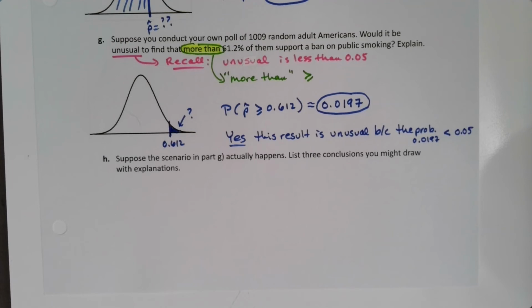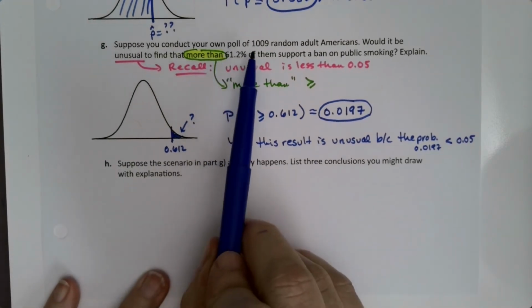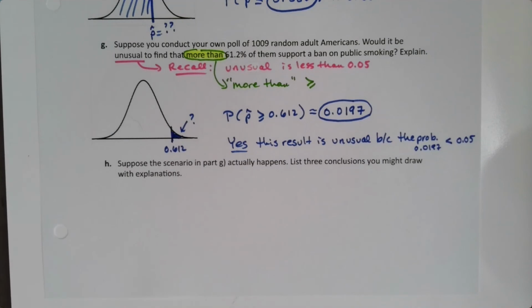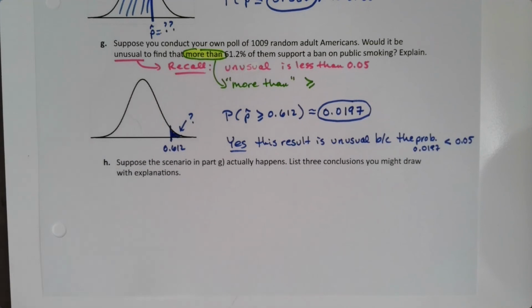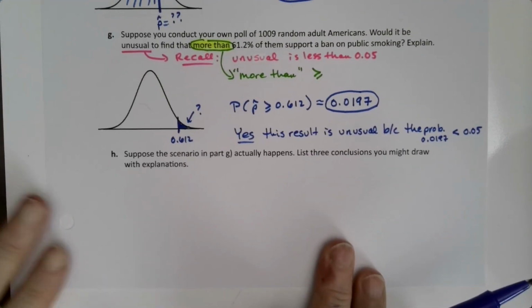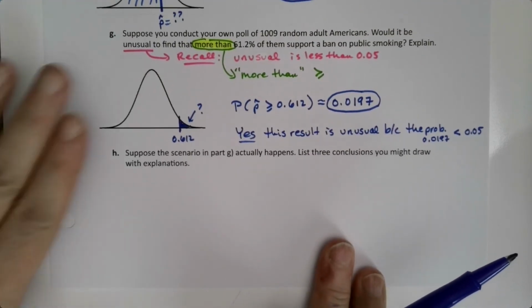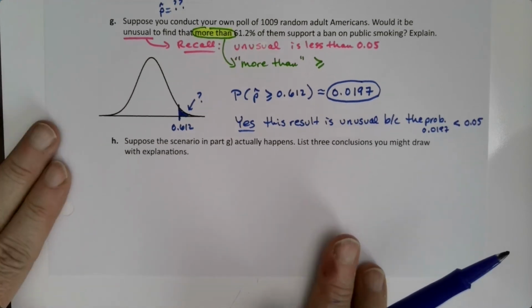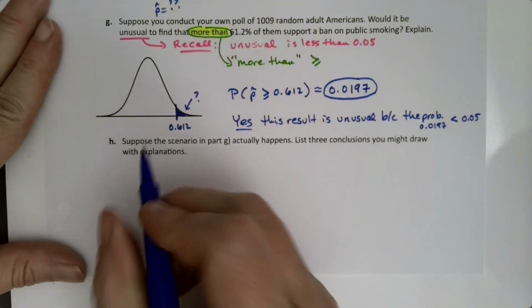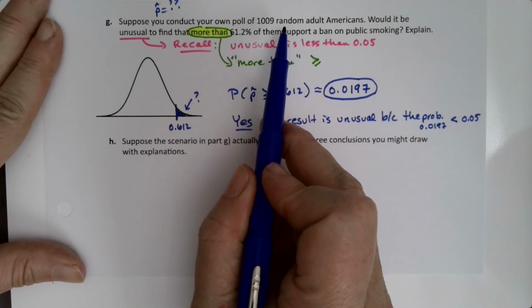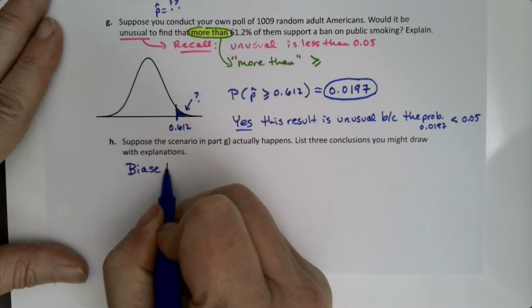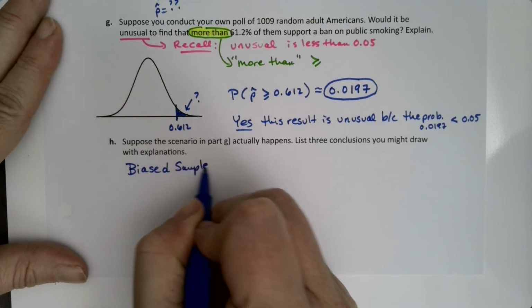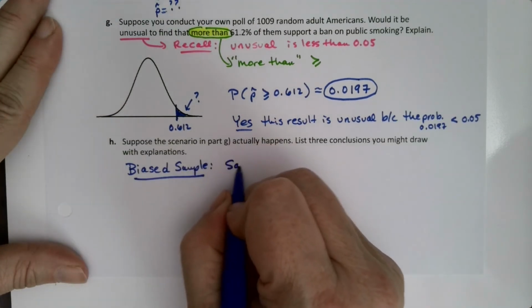Okay, so now suppose it happens. Suppose you did conduct your own poll of 1,009 adult Americans, and you got a whole bunch of them that support a ban on public smoking. So what could be some possible answers for why that's happening? First off, maybe your poll wasn't as random as you thought it was. So maybe you had a biased sample. So your sample was not random.